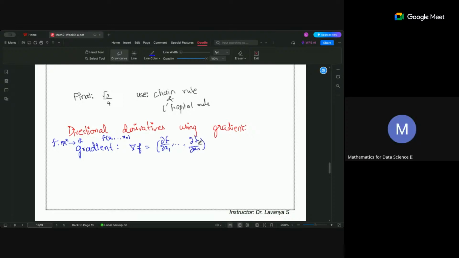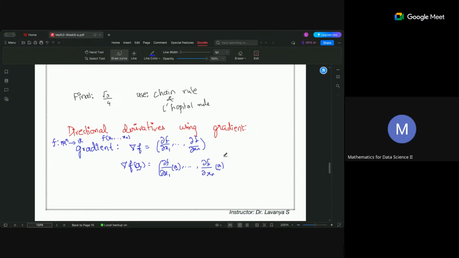What is that symbol? We just call it del, capital del. So you have ∂f/∂x1 up to ∂f/∂xn. If you want it at a specific point, you just have to find the partial derivatives at that point. That's all. So this is your gradient function.